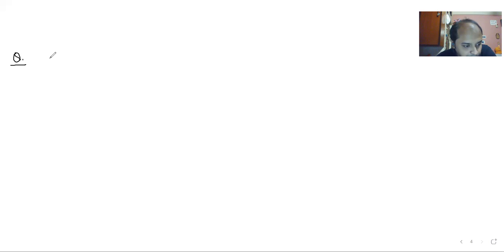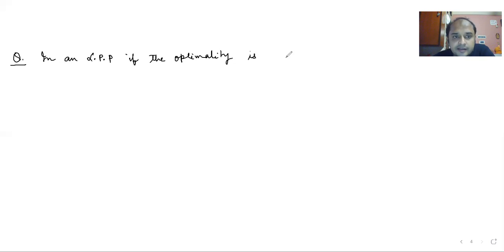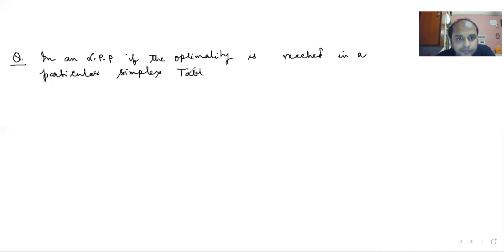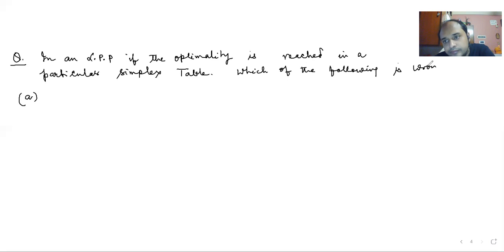Another objective question can be asked from this particular simplex method: in an LPP, if the optimality is reached in a particular simplex table, which of the following is wrong? Optimality is reached with a solution. Optimality can also be reached with no solution, isn't it? So, optimality is reached with a solution in a particular simplex table, which of the following is wrong?